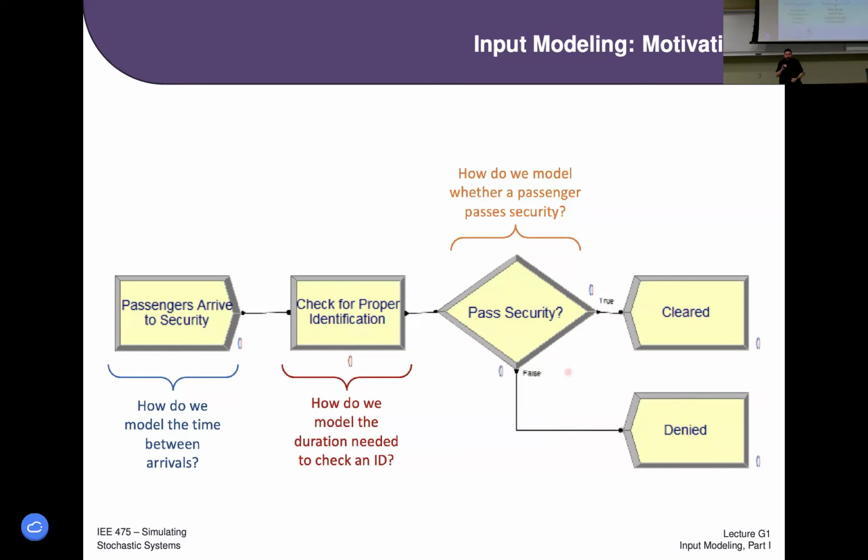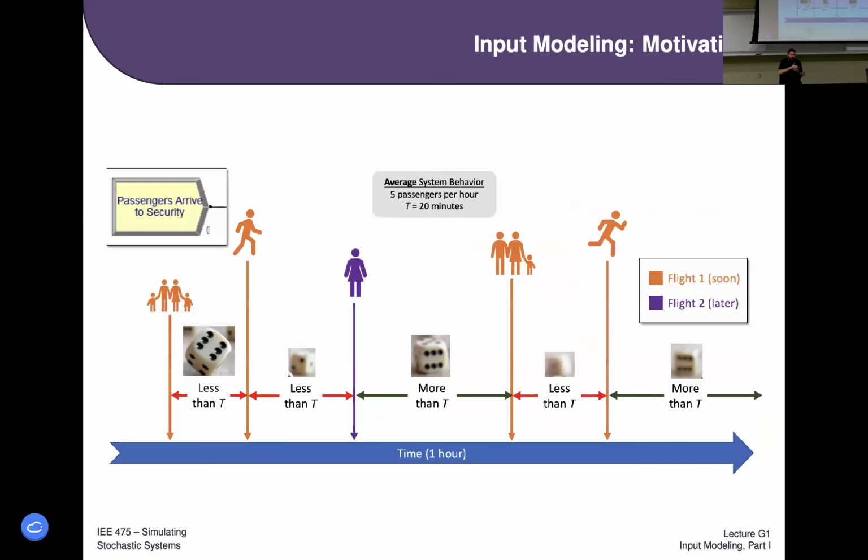So these are the old ones. They're all yellow. They're all Simpsons colored. And so you've got these inputs, this arrival process. You've got this process here of checking for IDs. And then you've got a certain set of passengers are cleared and a certain set of passengers are denied. All of these things are things that we need to fit from data, but we're going to focus on just the arrival process right now.